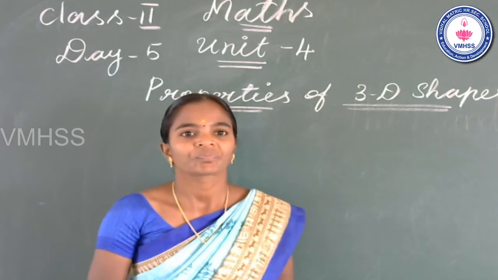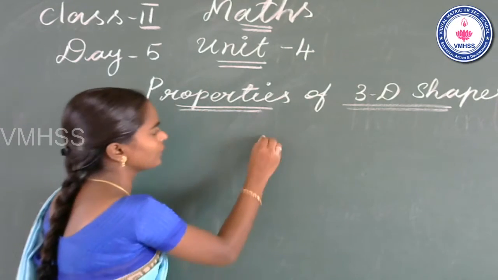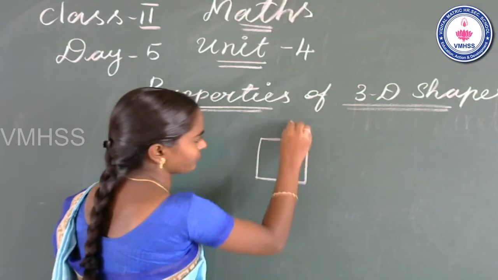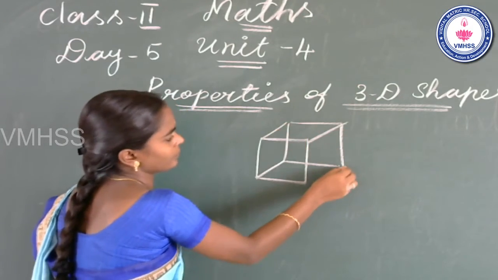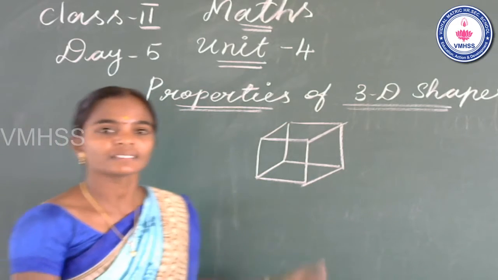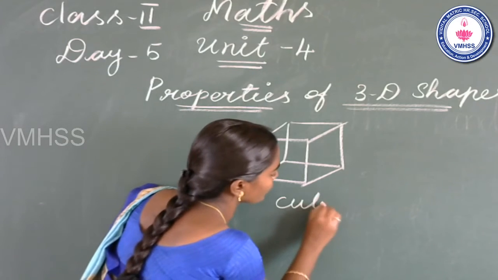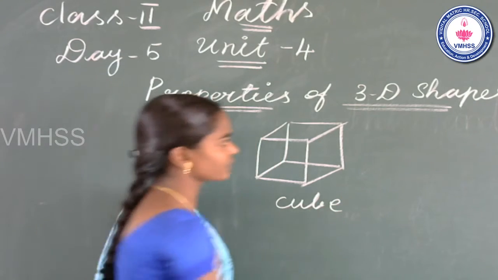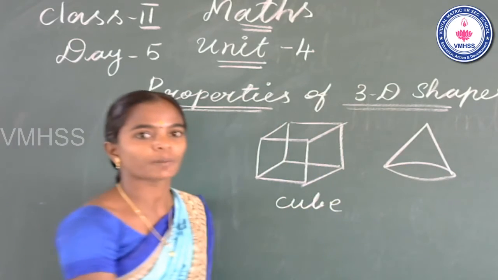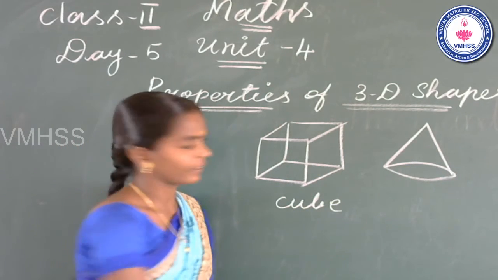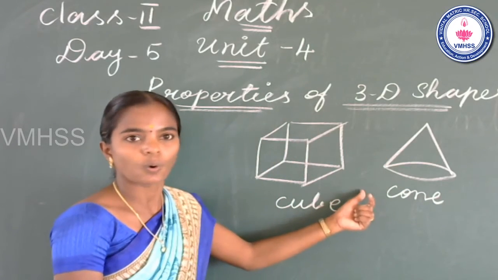Students, listen. Let us revise now. Okay, see the board, all of you. What is the shape? Cube. Okay, so this shape is cube. Next, this shape. What is the shape? Very good. Cone. So this shape name is cone.